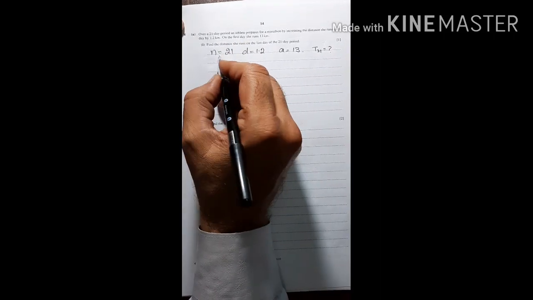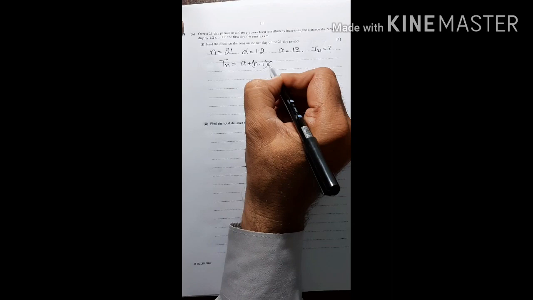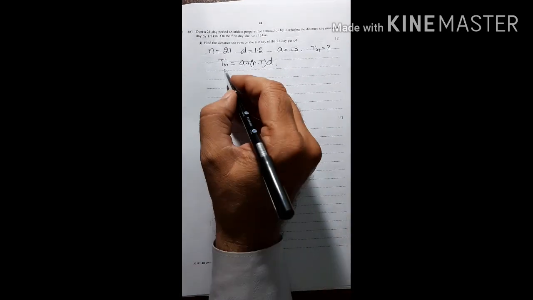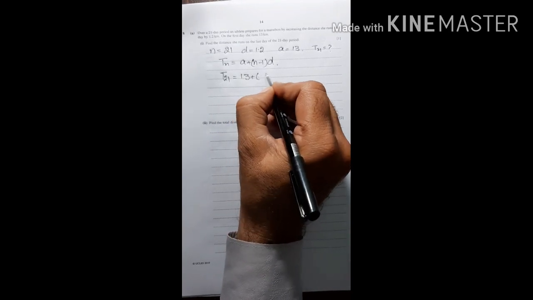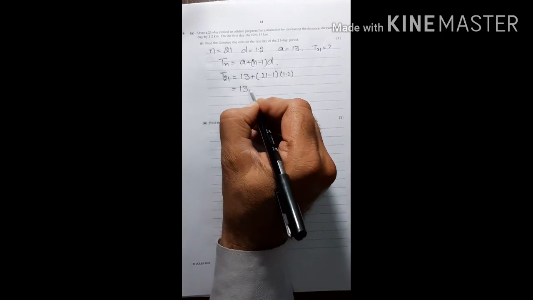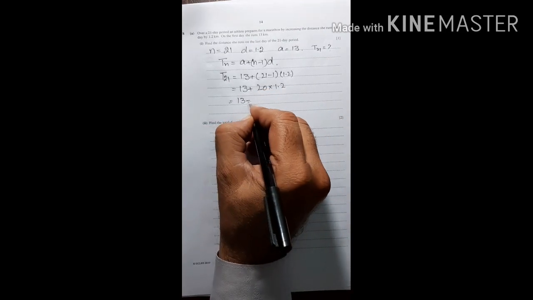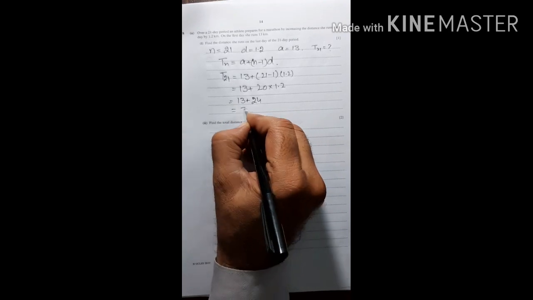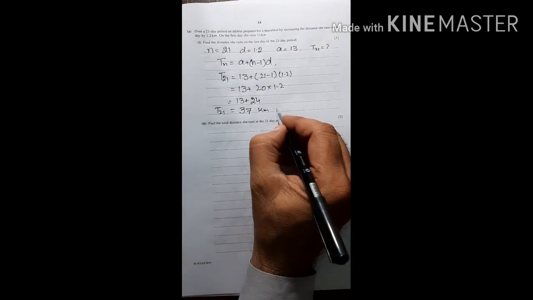So, the formula is Tn is equal to a plus (n minus 1)d. So, this is T21 is equal to 13 plus (21 minus 1) into 1.2, which is 13 plus 20 into 1.2, which is 13 plus 24, and that is 37 kilometers. So the last day she will run 37 kilometers. This is the answer.